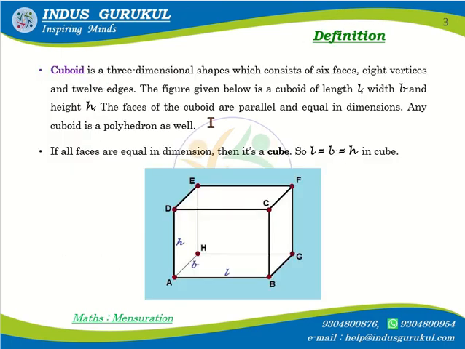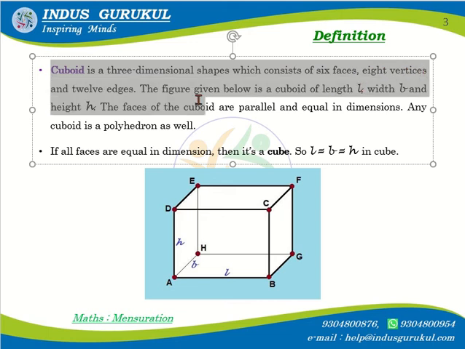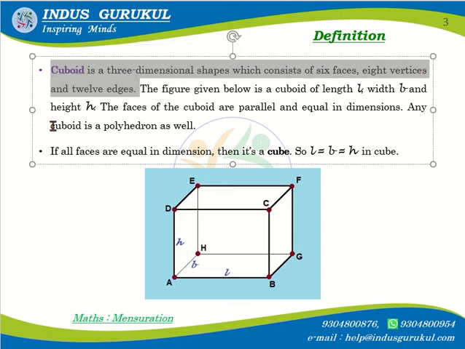So if we go to the technical definition, a cuboid is a three-dimensional shape which consists of 6 faces, 8 vertices and 12 edges. What these edges, faces and vertices are, we will study in the next slide. Here we can see there is a picture A, B, C, D, E, F, G, H. So this figure is showing a cuboid where length, breadth and height is given.